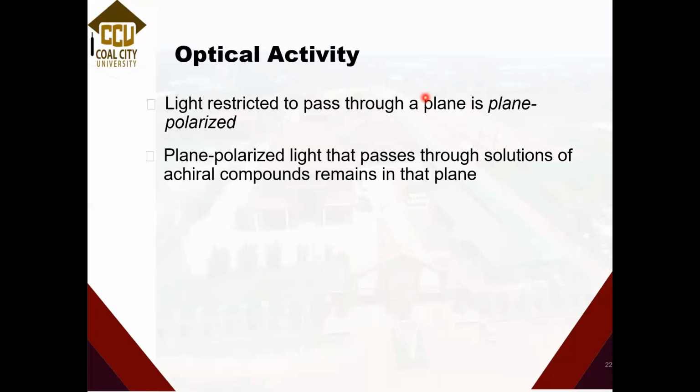When a plane polarized light passes through solutions of achiral compounds, don't forget chiral compounds are those having a chiral carbon, that is a carbon that is attached to 4 different substituents, while achiral compounds are the ones that do not have 4 different substituents around them. That means they do not have chiral centers. Whenever a plane polarized light passes through such a solution, the light will remain in that plane. That means the light will not change direction.